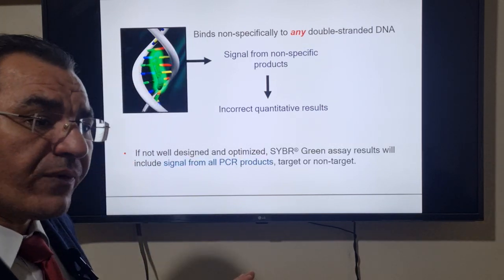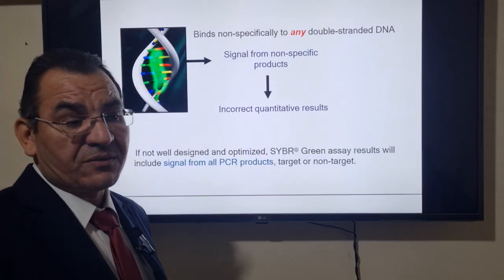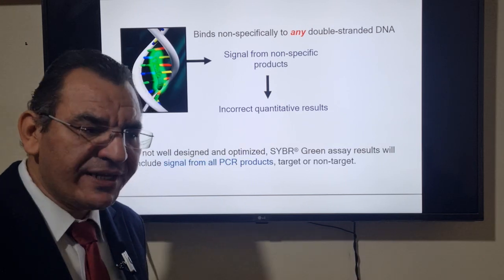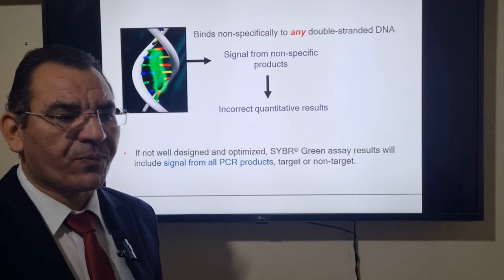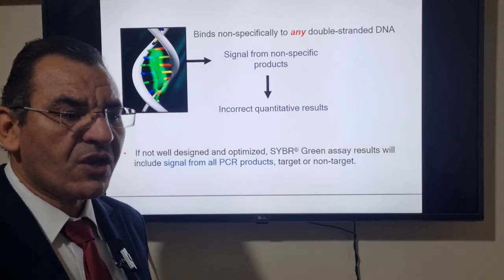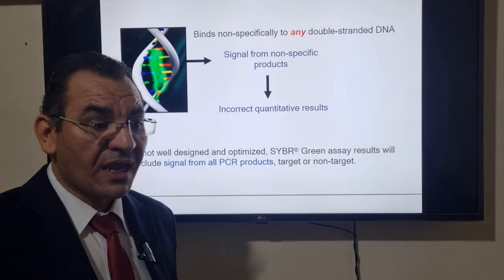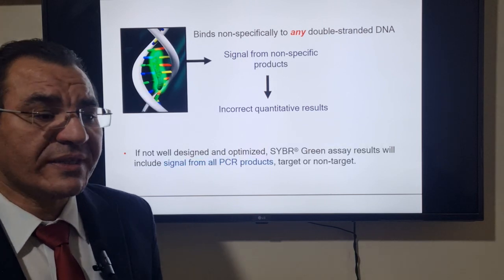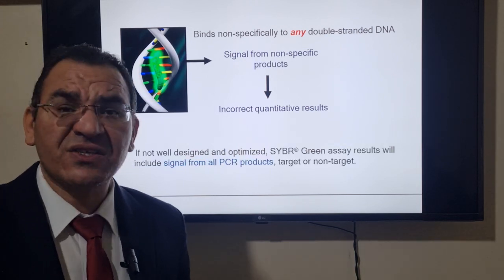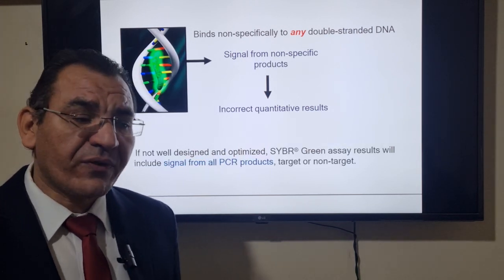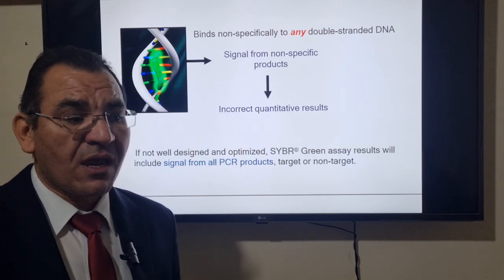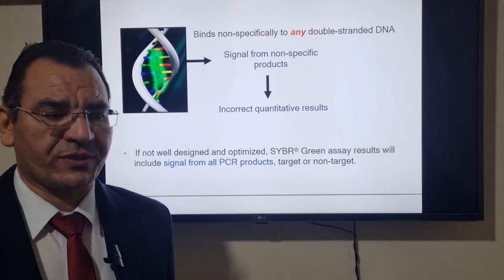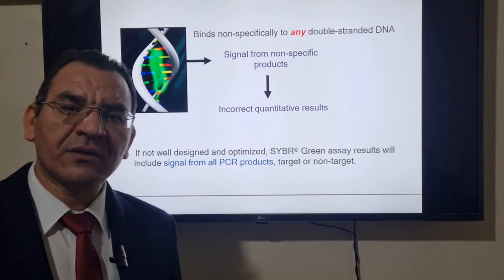The problem with SYBR Green I dye is that it binds non-specifically to any double-stranded DNA, and the signal from non-specific product gives rise to incorrect quantitative results. If the primers are not well designed and the reaction is not optimized, SYBR Green assay results will include signals from all PCR products, target and non-target.